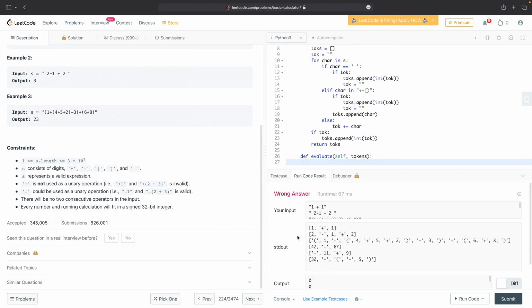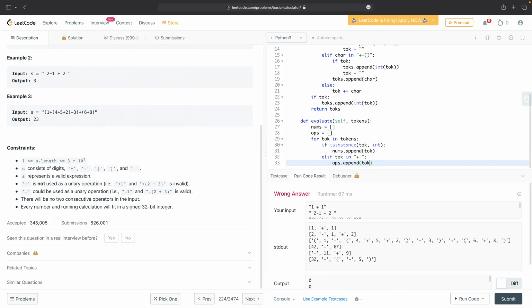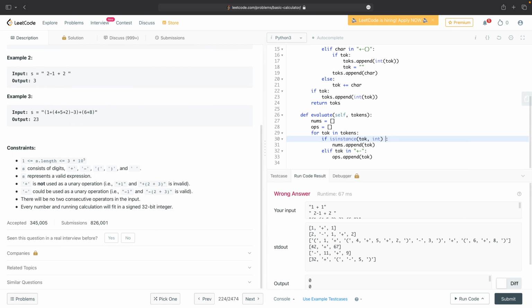So for tok in tokens, if isinstance tok int, nums.append tok, elif tok in plus or minus, oops, ops.append tok. Or tok is equal to an opening paren as well.